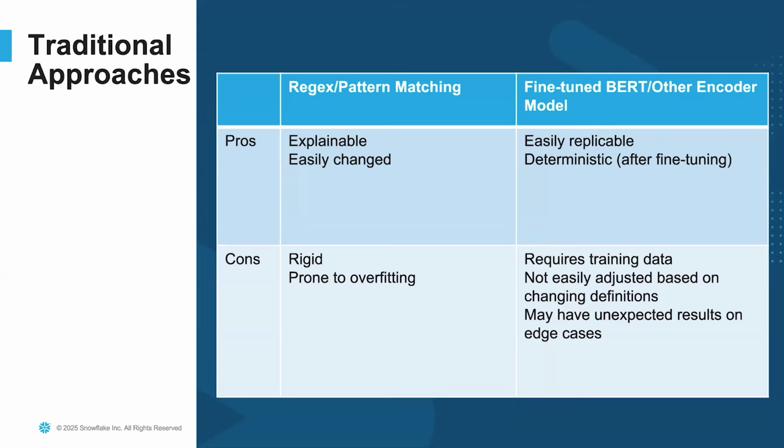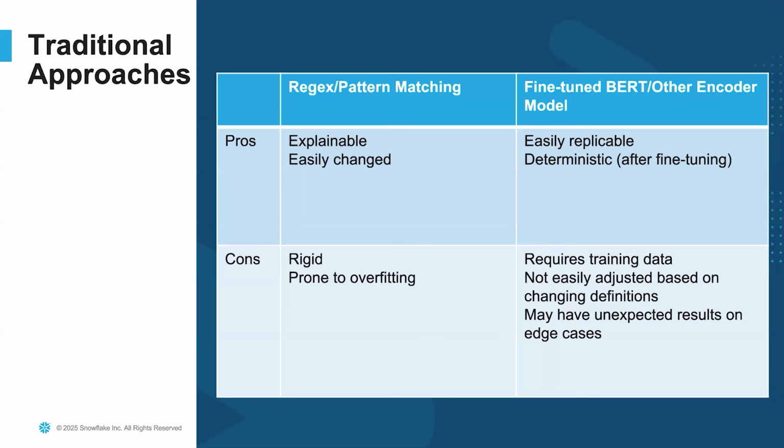Another option is to use a fine-tuned BERT model. This is easily replicable. It's deterministic. A lot of these models are very small. You could run them even on your computer, possibly. However, this requires training data. For most other approaches, you might only need validation data, so you just need a test set to know how well your model does.